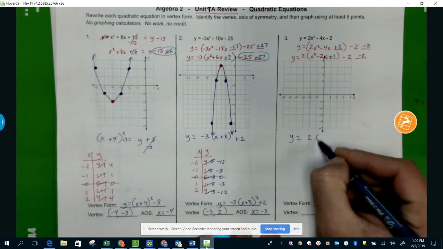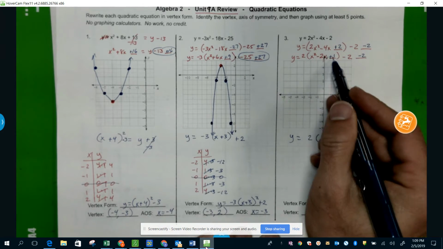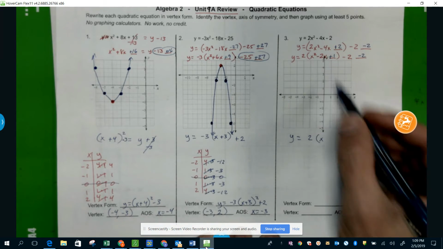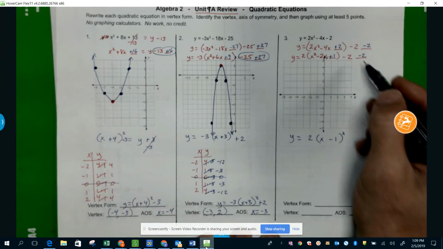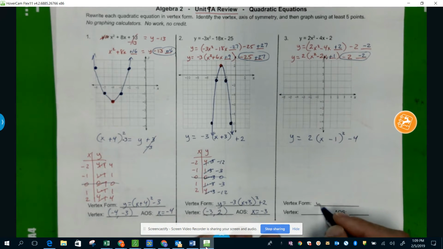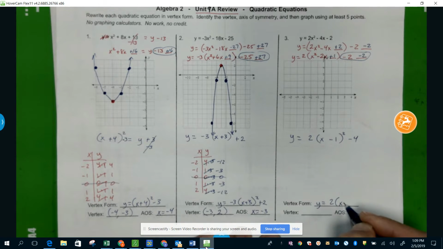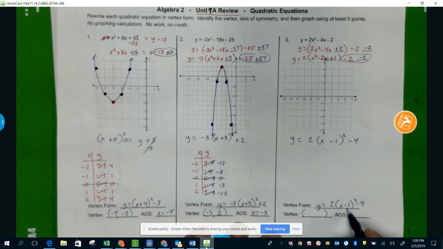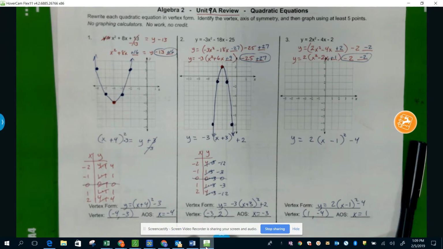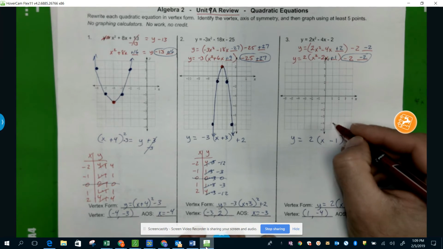I've got a GCF of 2 out front. Now I'm going to factor this trinomial. I got an x, I need a squared. Half of negative 2 was negative 1. And then when I combine these like terms, negative 2 minus 2 more gives us negative 4. 2 times the quantity x minus 1 squared, minus 4. The vertex is positive 1, negative 4. Axis of symmetry, x equals positive 1. So the vertex, positive 1, negative 4, is going to be right here.